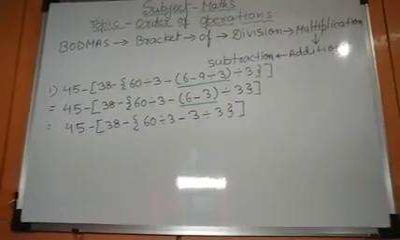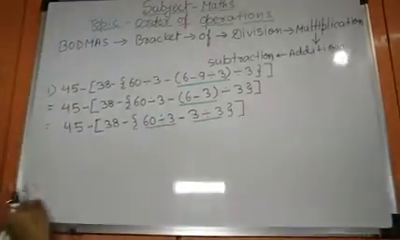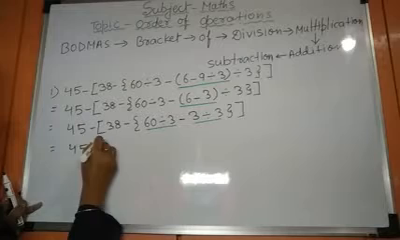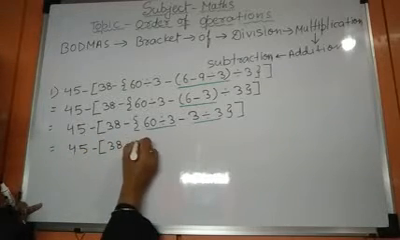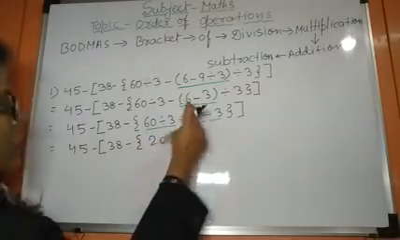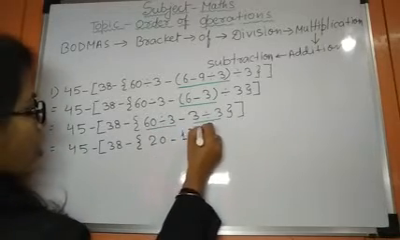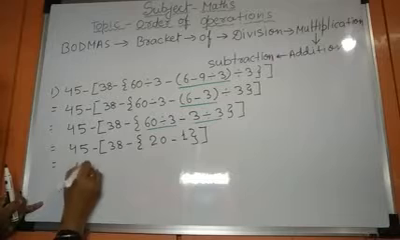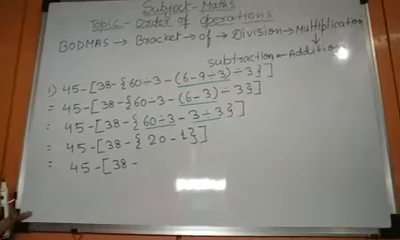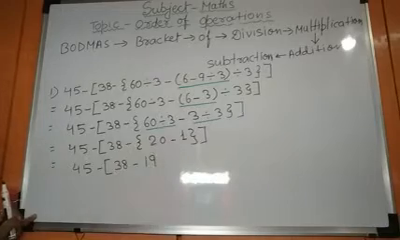Now we will do the work of the curly bracket. Here in the curly bracket, there is division work and division work. So we will complete this division work, remaining all as it is. 45 minus 38 minus, now in this curly bracket, 60 divided by 3, that is 20, minus 3 divided by 3, that is 1. Fine. Now close the brackets. Now comes 45 minus 38 minus 20 minus 1, that is 19. So we will write here 19, and this curly bracket will end here.